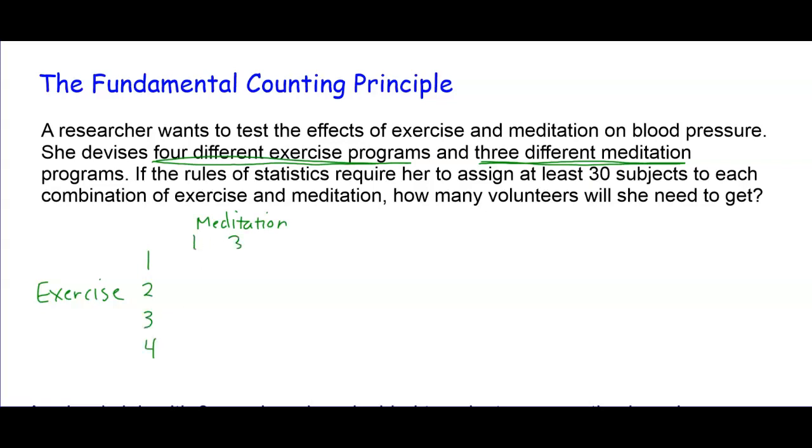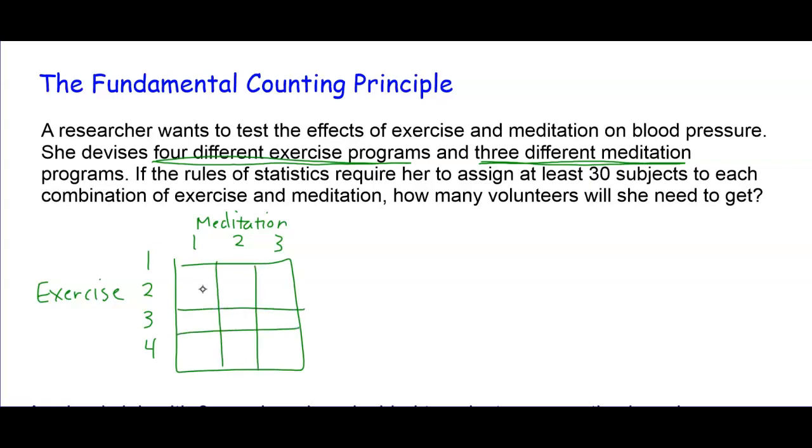only has 3 different meditation. I said 3, so I wrote 3. 3 different meditation possibilities. But if you had 20 different exercise possibilities and 37 different meditation possibilities, there's no way you would actually draw the chart. But still, the key idea is, and this is the fundamental counting principle we're talking about, you multiply the numbers together in order to figure out the number of possibilities.